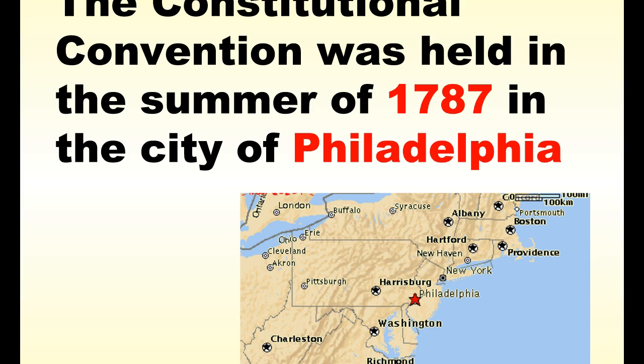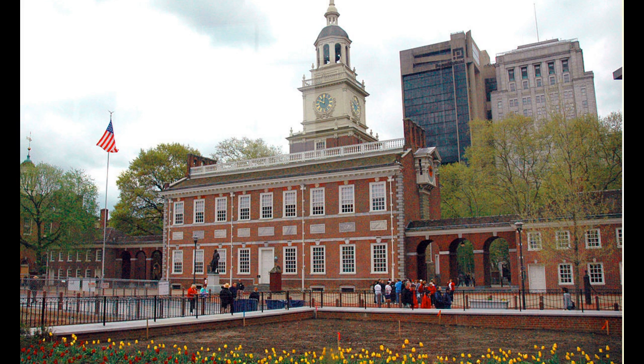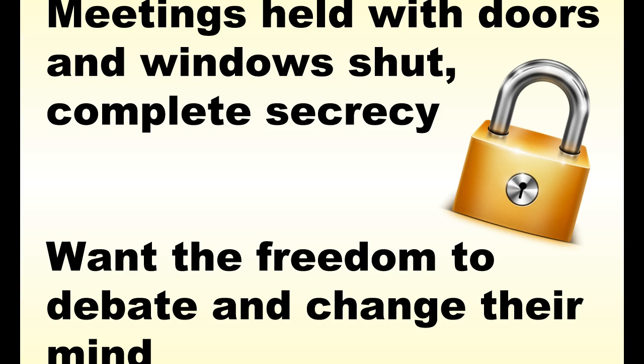So the Constitutional Convention is held in the summer of 1787 in the city of Philadelphia. Philadelphia is kind of considered to be like a capital city at this point for the United States, kind of centrally located. Here is Independence Hall. This is where they both sign the Declaration of Independence and also meet to write the Constitution. Great place to visit if you're ever in Philadelphia.